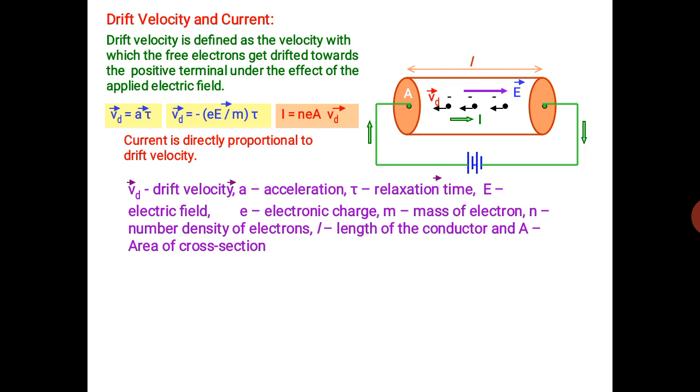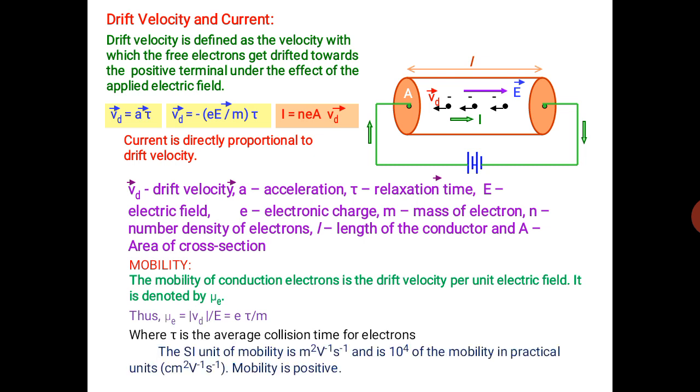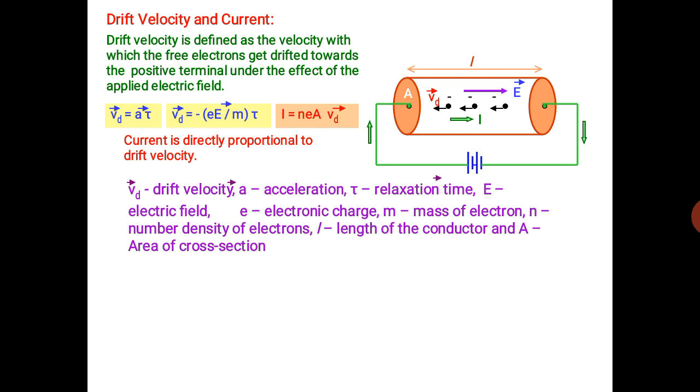See the terms: Vd means drift velocity, a means acceleration, tau means relaxation time, the time taken by the electron, or the average time elapsed between two successive collisions, and E is the electric field, small e is the charge of the electron, and m is the mass of the electron. n is the number of electrons present per unit volume, called the electron density or number density of electrons, L is the length of the conductor and A is the cross-sectional area.